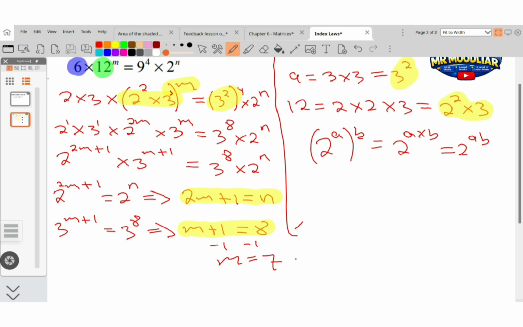Now, we know that m is equal to 7. So what can we do now? We are going to be using substitution to work out the value of n. So which is 2 times 7 plus 1, which is equal to n, which is 14 plus 1 is equal to n, and n must be 15. Okay, and that's how you work out the value of m and the value of n using index laws.